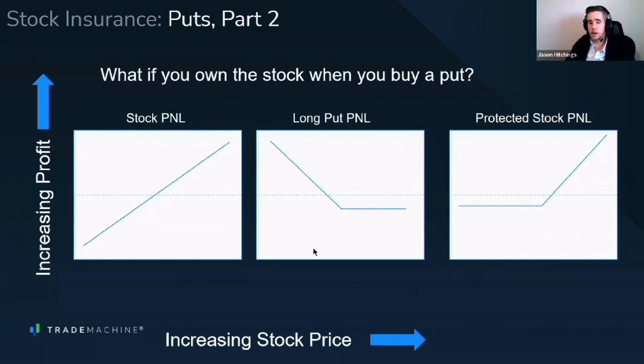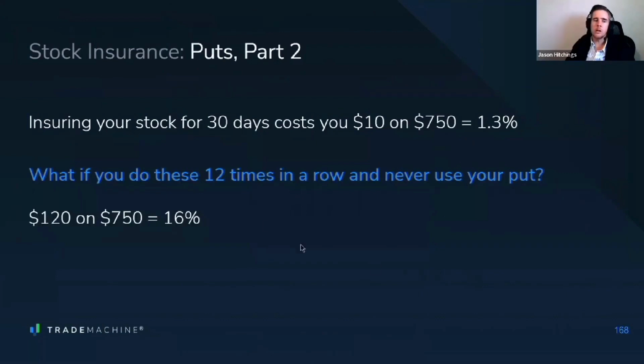When the market's volatile, it's going to be an expensive time to buy that option, but still it could be better than selling your stock at a big loss. So having that insurance for 30 days cost you $10 on a $750 position. So that's 1 1/3 percent. So that doesn't seem bad.